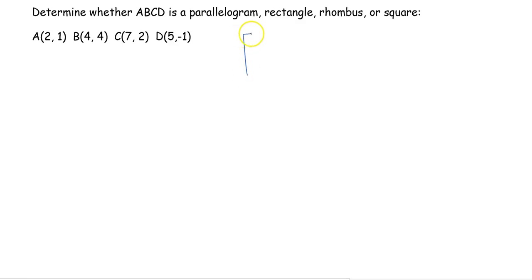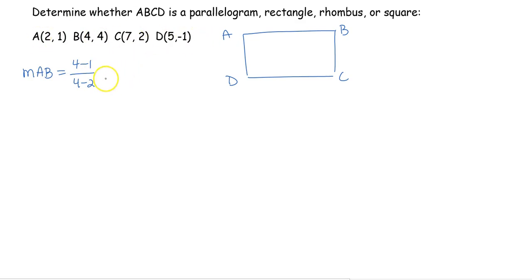So we have four coordinates here, A, B, C, D. We are going to start by finding all four slopes. So the slope of AB: subtract the y's on top, the x's on the bottom, and here are our coordinates up here. That gives us 3/2 as the slope of AB. Then we move on to find the slope of the next side, which is BC. So I'm looking at the two coordinates B and C. Subtract the y's on top, the x's on the bottom. That gives us -2/3.